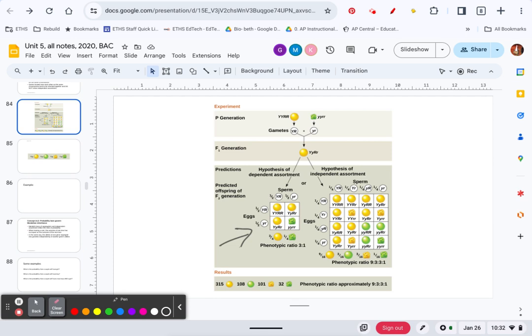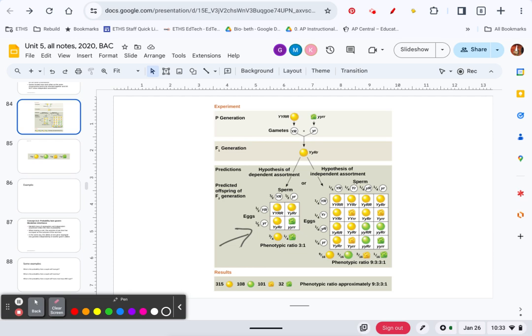Blonde hair. Usually also what? Blue eyes. Okay? Not always, but often, because that is dependent assortment. Those two genes are both found on the same chromosome. So if crossing over happens and somebody gets blonde hair, probably the gene for blue eyes will also get passed over. So they always end up on the same chromosome. That doesn't happen if it's independent assortment.